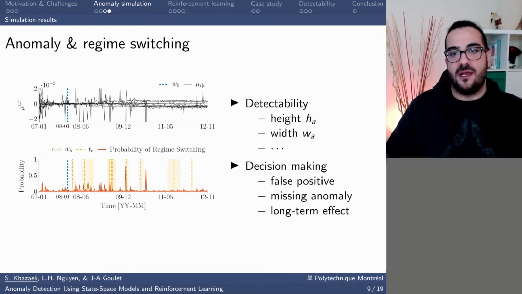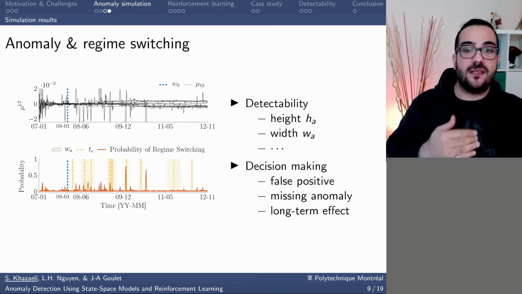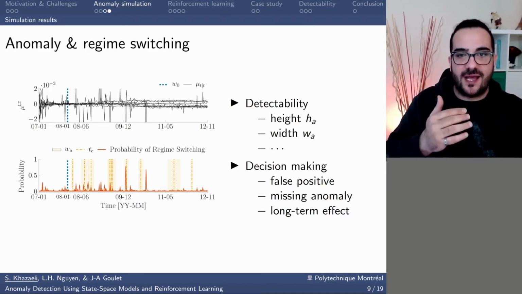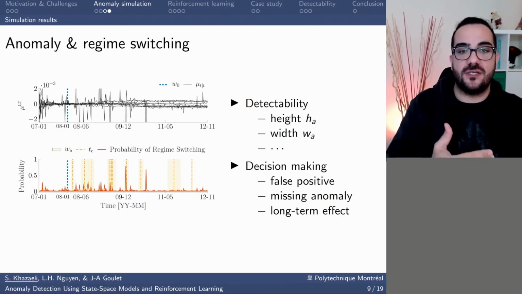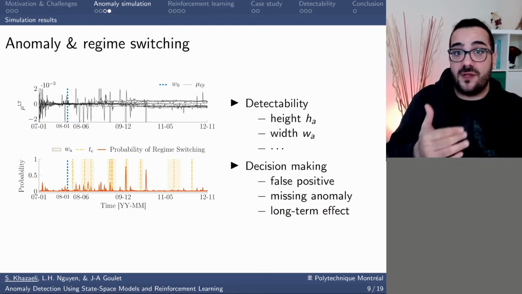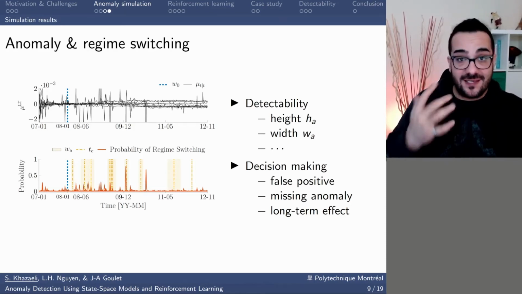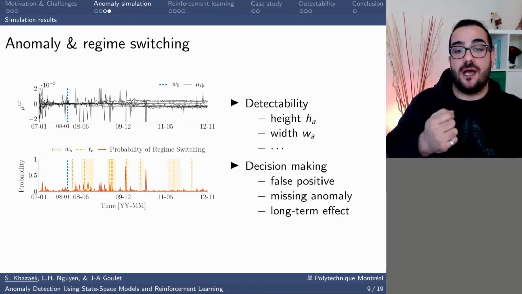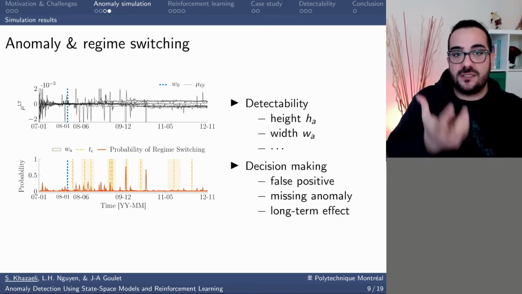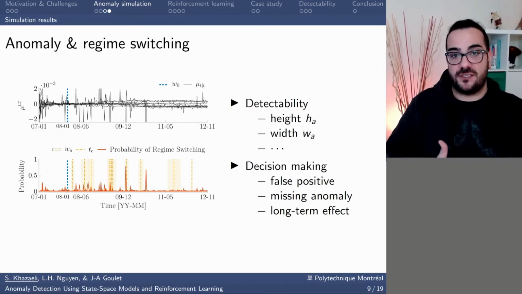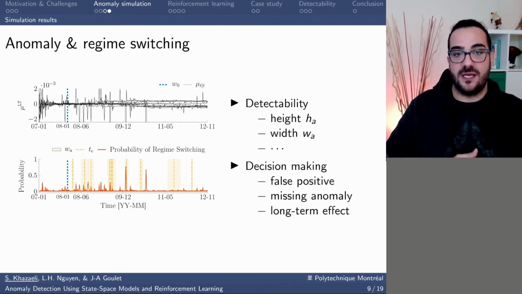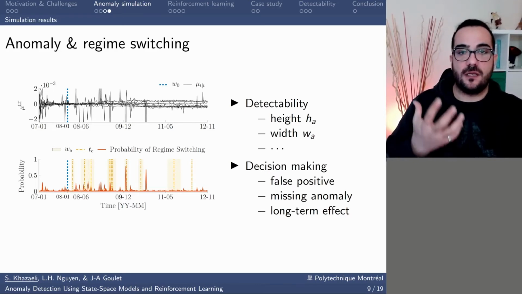For example, at a certain time, before deciding whether we are facing an anomaly, it might be better to wait and postpone our decision to make sure that we prevent the false alarm. So the decision-making challenges led us to use reinforcement learning, to use its capacity to consider the long-term effects of the decisions while minimizing the number of false alarms. Let's see how reinforcement learning works.